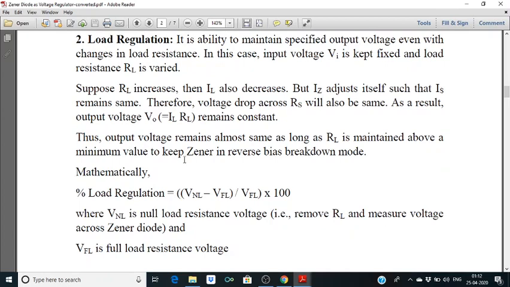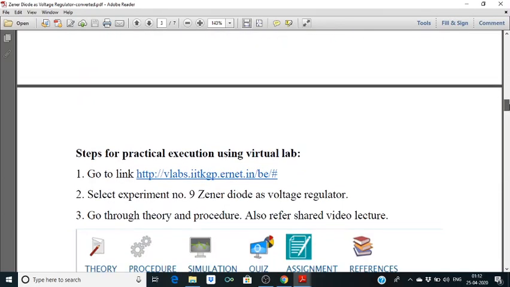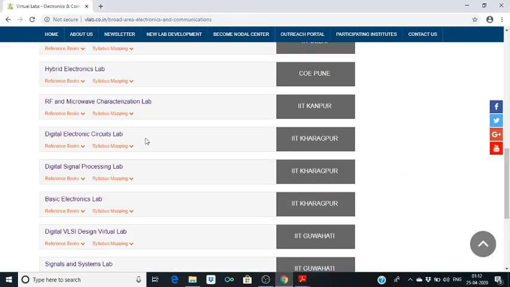So the output voltage remains almost the same as long as RL is maintained above a minimum value to keep the Zener in reverse bias breakdown mode. Now mathematically we can calculate load regulation by this formula, where VNL is the no-load resistance value, that is when we remove the RL and measure the voltage across the Zener diode, and VFL is the full load resistance voltage. Now we will perform the experiment on the virtual lab.